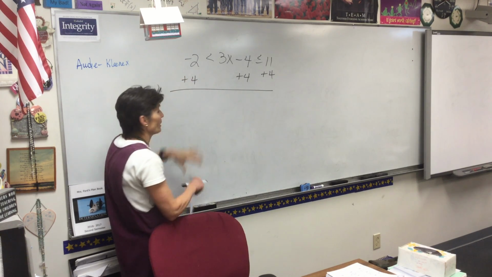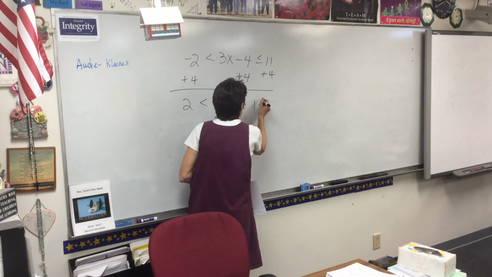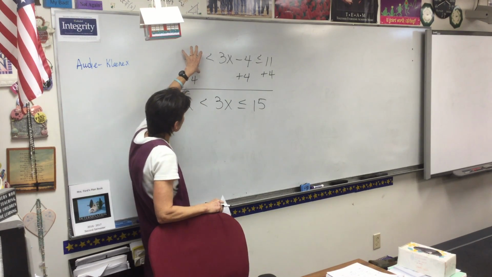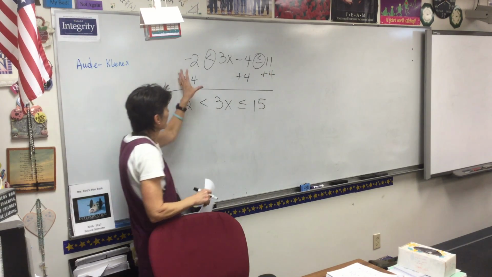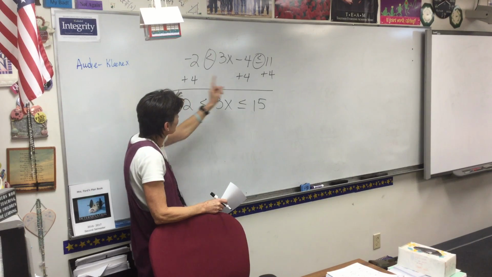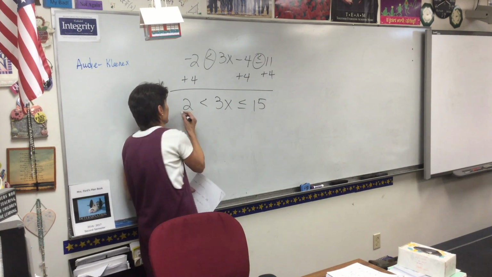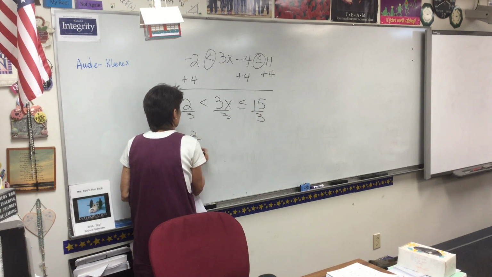So -2 plus 4 and 11 plus 4. So notice the problem has, here are the inequalities. There are 3 parts to the problem, a first, a middle, and an end. I added 4 all the way across. Now I'm going to divide by 3, and that is going to give me my answer.